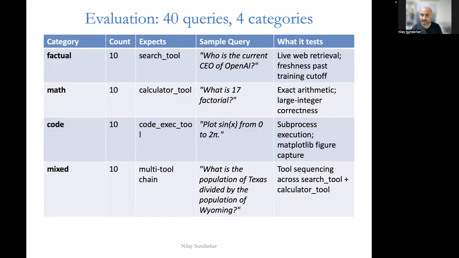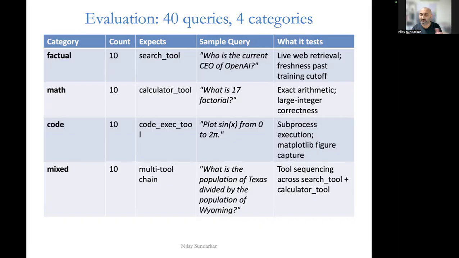Then the code execution tool should hit the code exec tool, and an example is plotting a sin x. And the last one was mixed, where there are multi-tool chains, like population of Texas divided by population of Wyoming, the kind of question we just saw in the live demo. So the four categories isolate four capabilities: retrieval, exact computation, execution, and chaining.